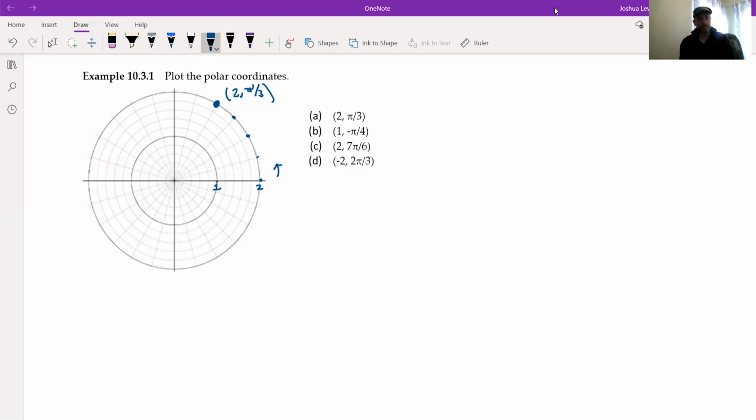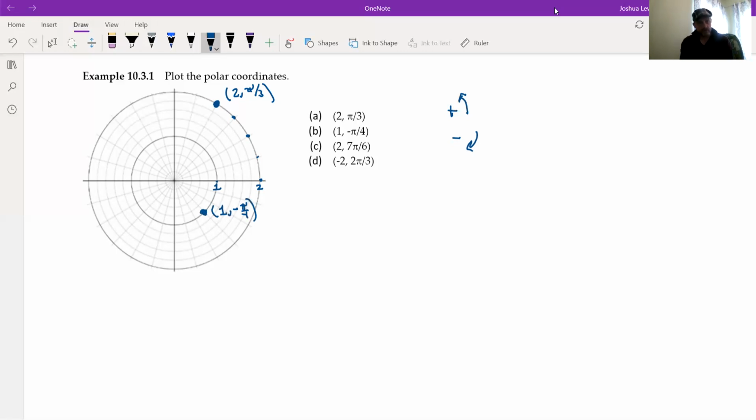Now, what about b? So b, we've got (1, negative pi fourths). Well, negative, right? Remember that when you're rotating, the positive direction is counterclockwise, and the negative direction is clockwise. So I'm going to come over here to 1, and I'm going to rotate in the negative direction, pi fourths. And so that point there is 1. Oops, no, it's not. I need to go 1 more. Right here is the point (1, negative pi fourths). Okay.